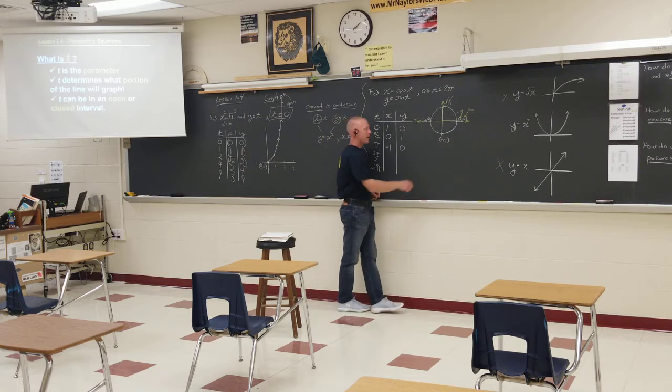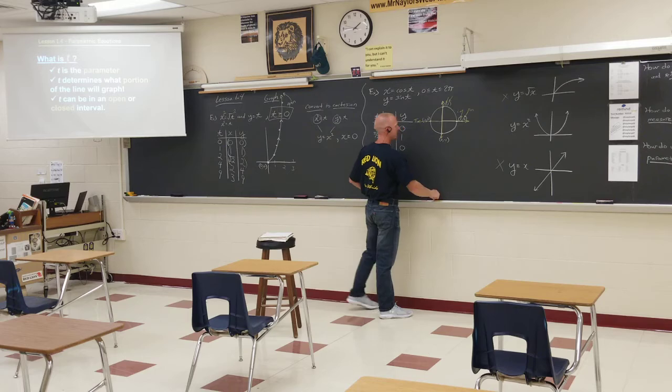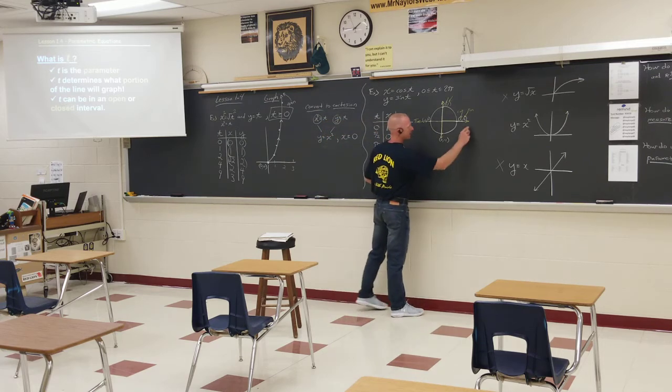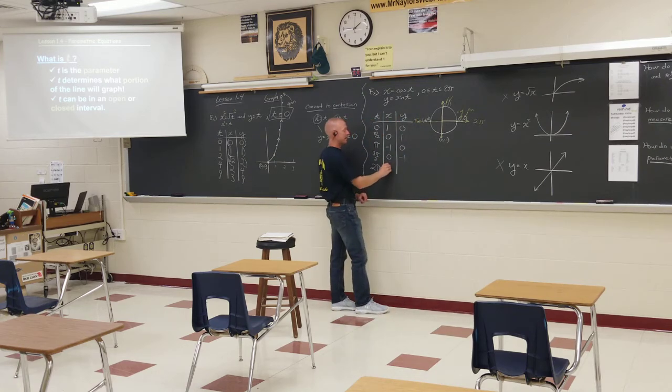All right, so 3 pi over 2 is this rotation. It's the same as 270 degrees. This would be the x value, this would be the y value, and 2 pi is all the way back to the beginning. And so when I get back to the beginning, I'm actually repeating my same x and y values.